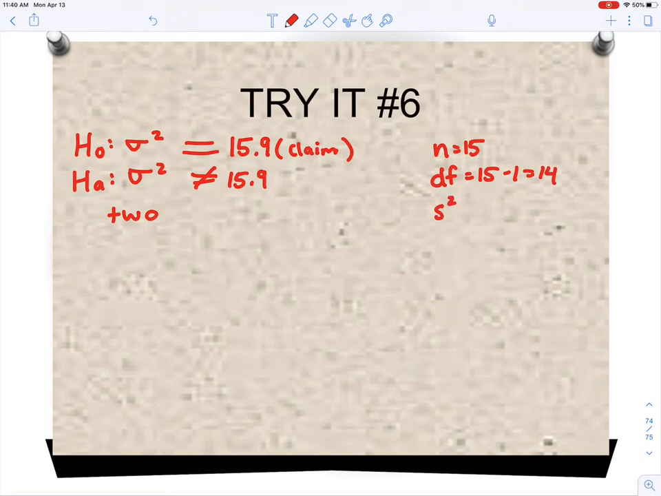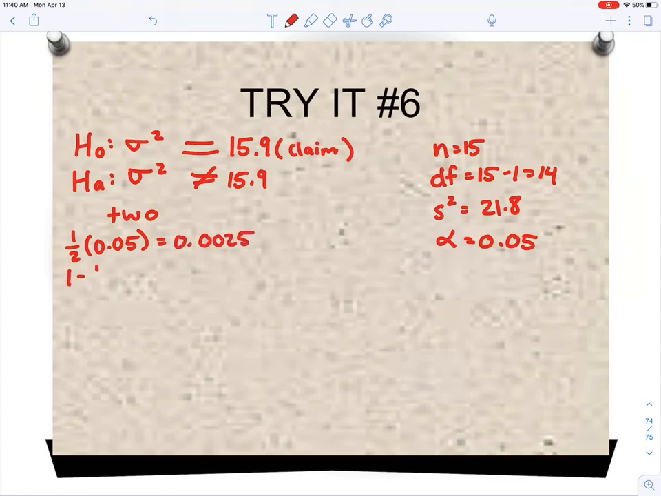It has a variance of 21.8. And I'm looking at a level of significance of 0.05. Is there enough evidence to reject the manufacturer's claim? So since it's two-tailed, I have to do 1/2 of 0.05 and 1 minus 1/2.